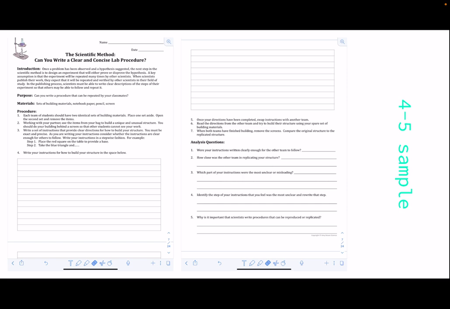In this particular lab, the students are building something and writing down how they built it. So then when they switch papers, another group of students can do it correctly. And our purpose is, can you write a procedure that can be repeated by your classmates? And if you look at number 5, it says, why is it important that scientists write procedures that can be reproduced or replicated? So the purpose of this assignment is, why is it nice to use concise language? And this is a really good one for ELs who struggle with concise language.